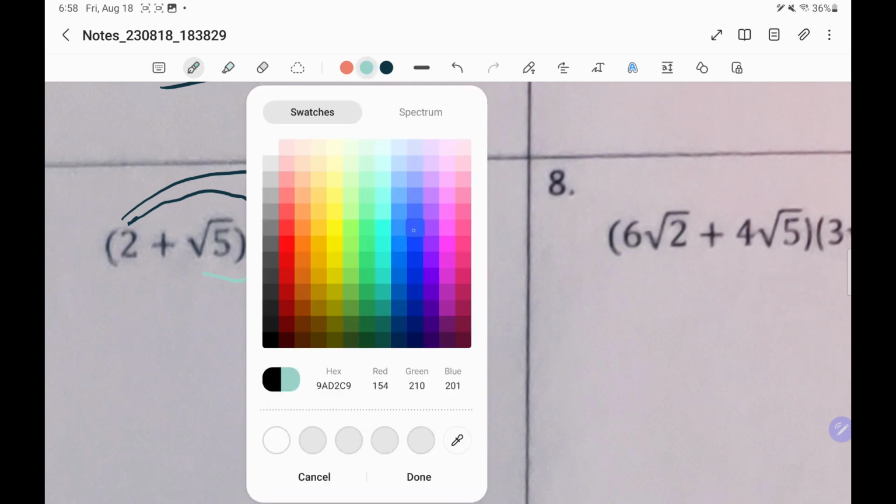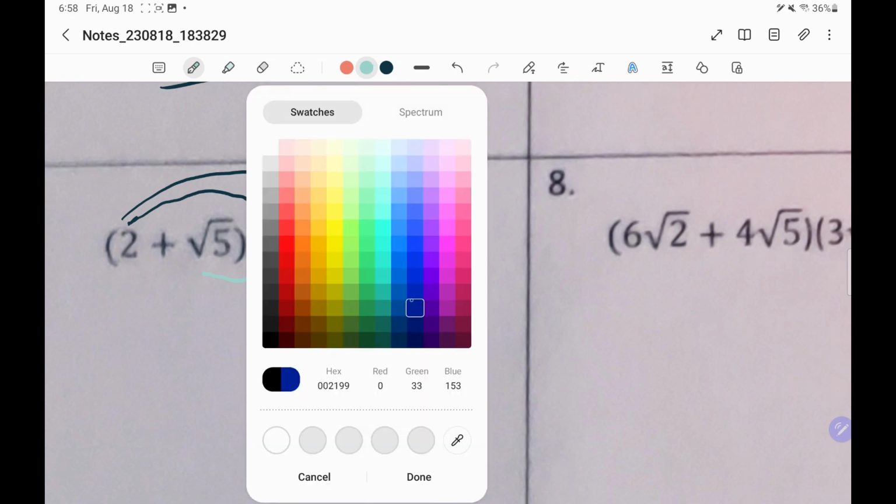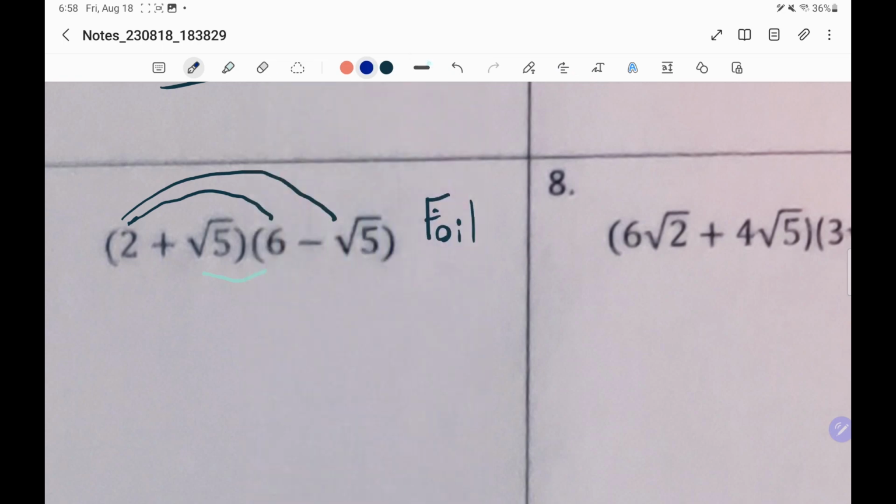Let me use a darker color. There we go. Let me go ahead. What? It didn't change. I'm getting line 2. There we go. Let's erase this because I can barely see it. If I can barely see it, I'm pretty sure you guys are not going to be able to see it.